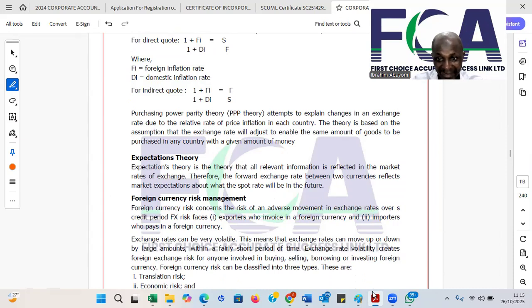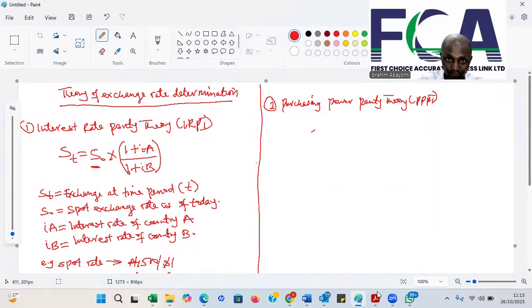And the same formula, like I said earlier: I have my current exchange rate, current spot rate, and I want to predict ST, that is the spot rate at a period in the future. And that is given as S0 multiplied by 1 plus IA over 1 plus IB. Like I said earlier, I prefer to use IA and IB.